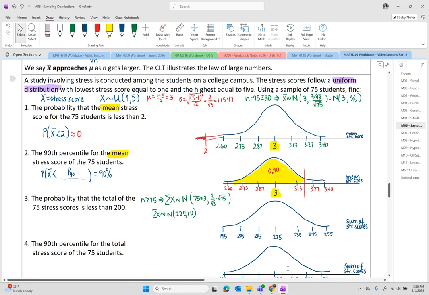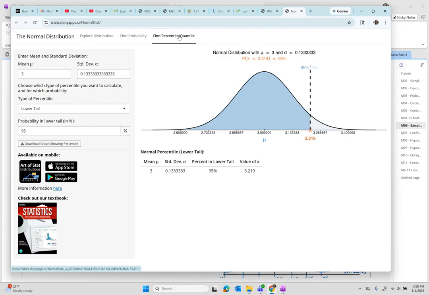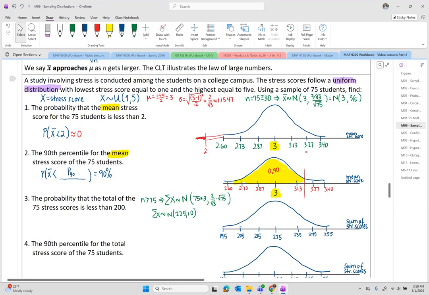So let's find that. In Art of Stat, I need to be in the Find Percentile Quantile tab. I do want a lower tail. I want the probability in percent to be 90%, and that value is 3.171. So here P90 is approximately 3.171. That's again a stress score from 1 to 5.